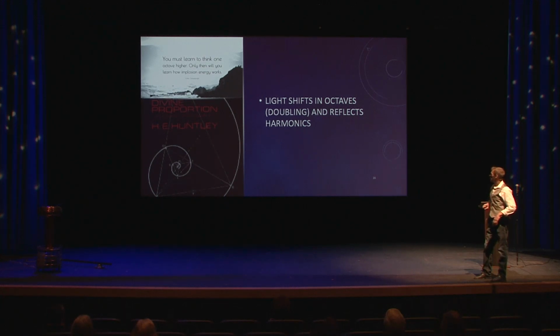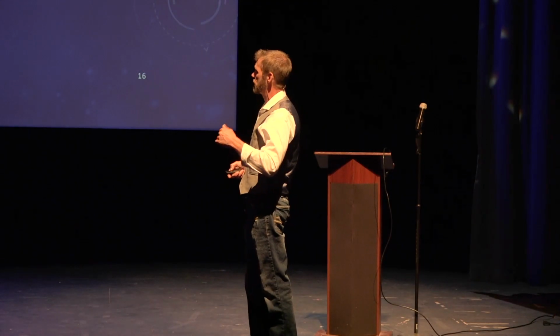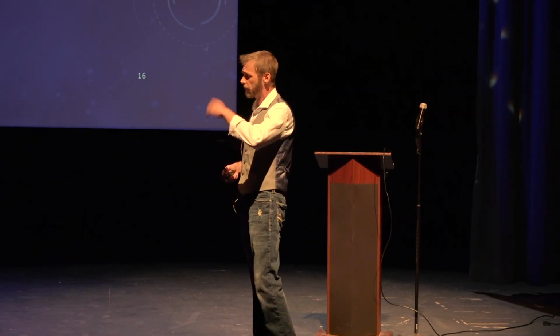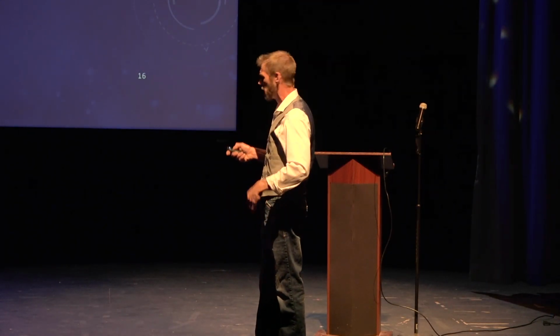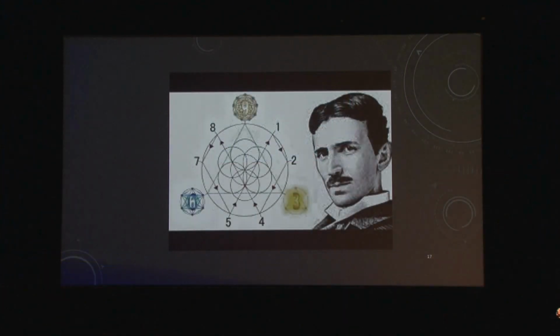Interesting story behind the Huntley book with Theo, who will be speaking later. I can't get too much into it. You see, Schauberger says you must think one octave higher. They say light shifts in octaves. Again, what if? And reflection harmonics. Huntley talks about this a little bit in his book. And octaves are just doubling: 1, 2, 4, 8, 200, 400, whatever number you want, it's just doubling. That's how it works vibrationally. And one of the first places to start is playing multiple octaves to get a more harmonious effect.